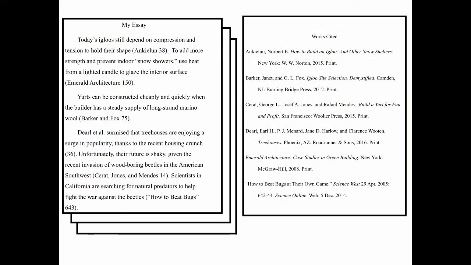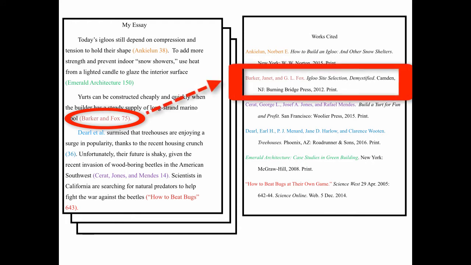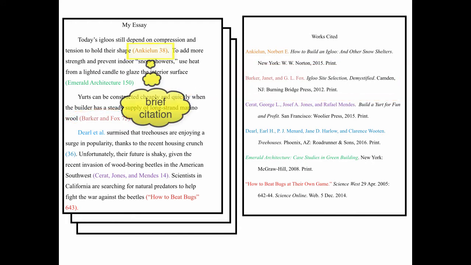Let's look at a sample paper with both components. For our purposes, we'll add some color to show the connection between the in-text or parenthetical citation and its accompanying works cited list. Notice that within the essay, the citation is brief.